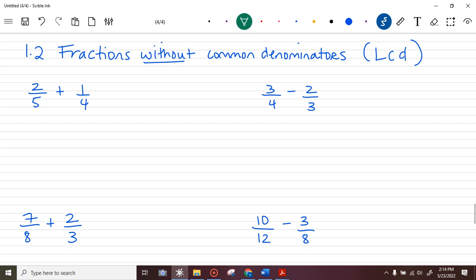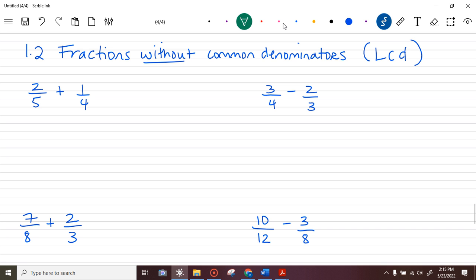Okay, in today's video, we are going to learn how to add and subtract fractions without common denominators. So in this case, we actually have to do a little bit more work. We have to find the LCD, which is short for least common denominator. So we actually have to get them back to the original case where they're the same number in order to add and subtract. So we cannot add them as a 5 and a 4. We have to have that common denominator case in order to do the adding or subtracting.